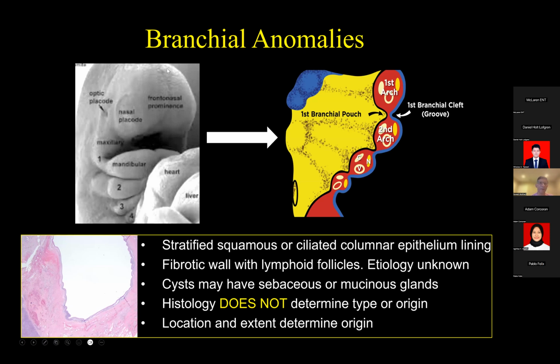So the first thing that I want to talk about are the branchial anomalies. Now, in order to talk about branchial anomalies, and we'll talk about first branchial cleft anomaly, second, third, and fourth, we'll go over that in annoying detail, if you will. But the first thing about the branchial arches, and honestly, I'm not the smartest person, it took me 20 years to figure this out.